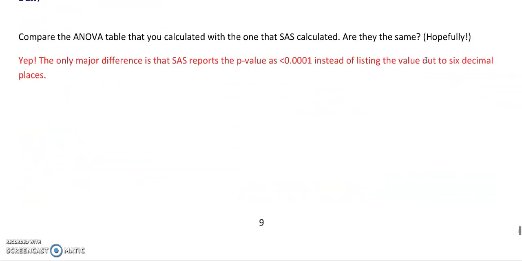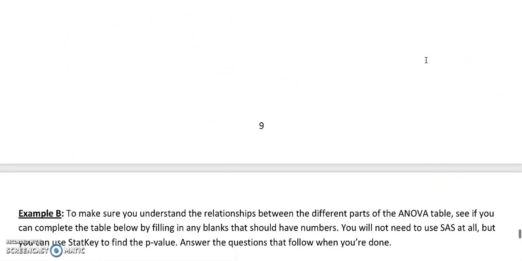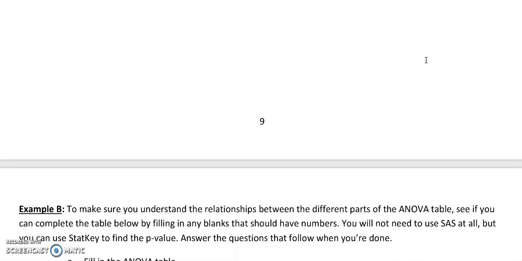One last thing you can do with the notes here is there's an example B where you have an ANOVA table that has some blanks in it, and the question asks you to try to fill in the parts that are blank using the relationships in the table that we talked about a page or two ago. If you haven't done this yet, I recommend pause the video, try it on your own, see if you can figure out how all of these things relate.